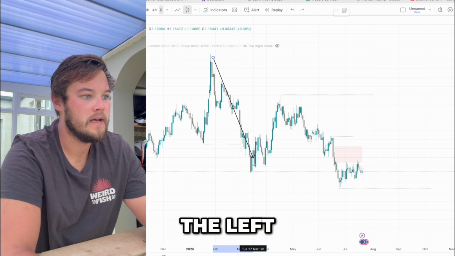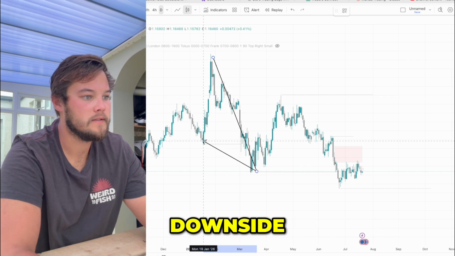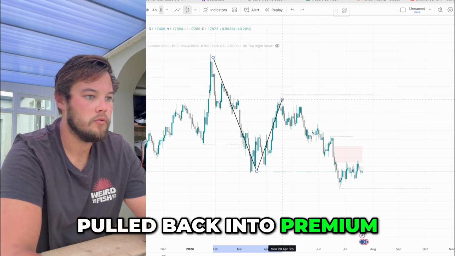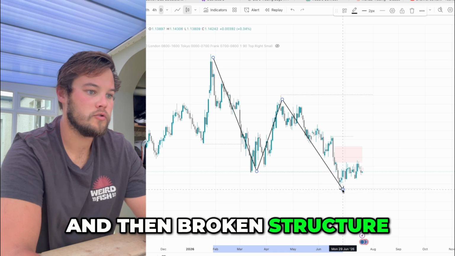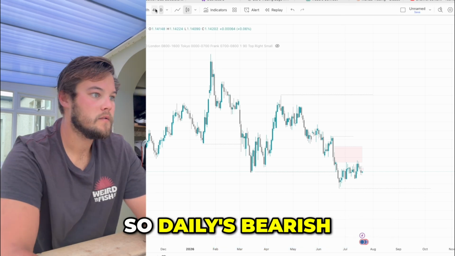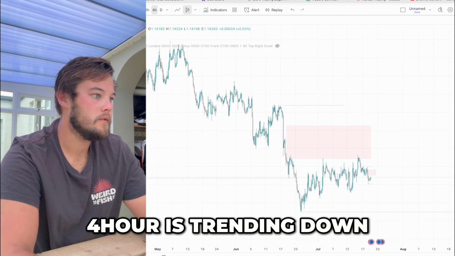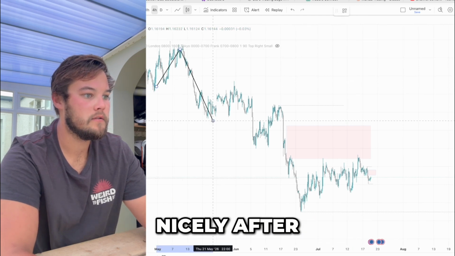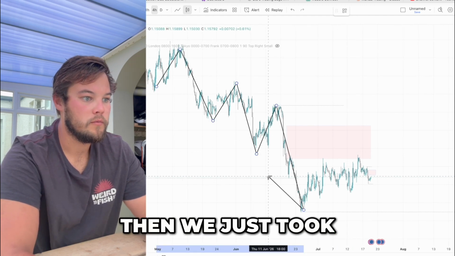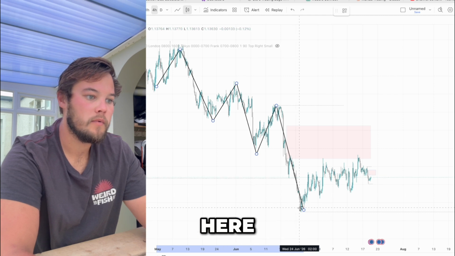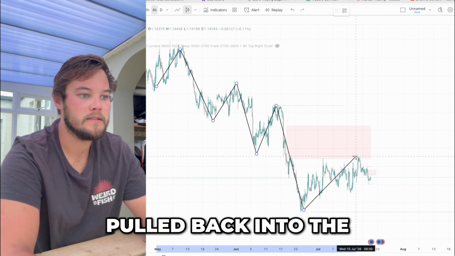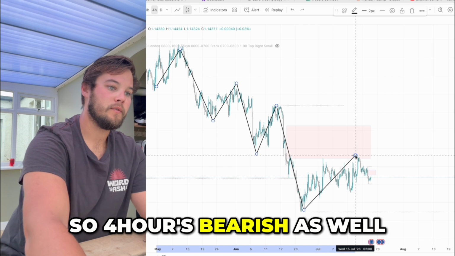Took out highs to the left, broken structure to the downside here. Pulled back into premium and then broken structure once again to the downside. The daily's bearish. 4 hour is trending down nicely after that mitigation of the daily premium. Then we just took out the daily low here and pulled back into the 4 hour premium. So 4 hours bearish as well.